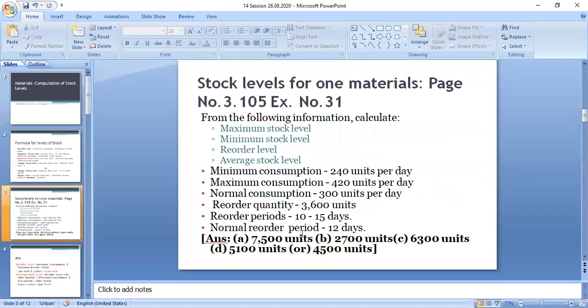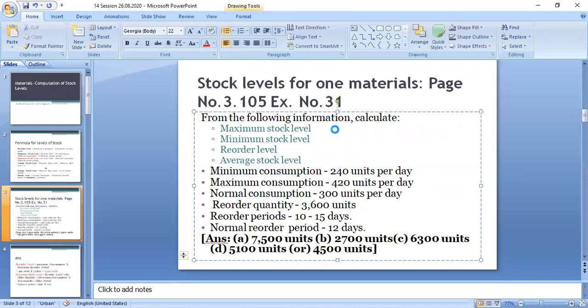So in the next slide, this is the maximum stock level formula. How to calculate maximum stock level? So now we can remember, maximum stock level is equal to 6,300. What is this 6,300? This is the answer of reorder level, 6,300 units, plus reorder quantity. Where is the reorder quantity? This is the reorder quantity, 3,600. I will write it here, 3,600. Then you have to minus the minimum consumption.